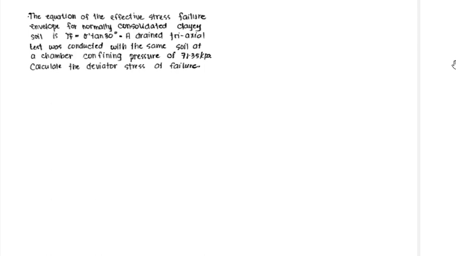So let's have an example for shear strength of soil. We have here problem 1. The equation of the effective stress failure envelope for the normally consolidated clayey soil is tau equal to sigma prime tangent of 30 degrees. A drained triaxial test was conducted with the same soil at a chamber pressure of 71.35 kPa. We have to calculate the deviator stress at failure.